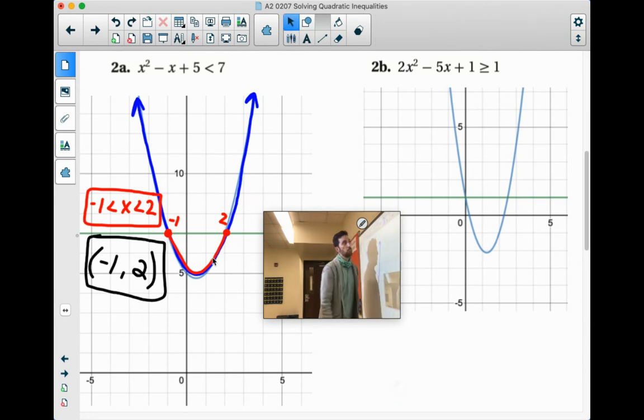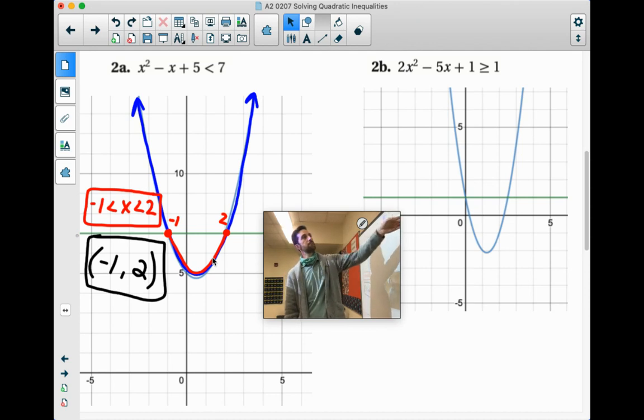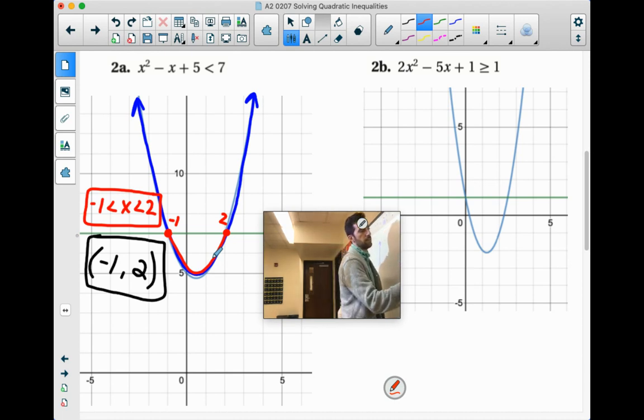All right, the second one, 2x squared minus 5x plus 1 is this blue parabola here on the right. y equals 1 is this flat green line down here. Now we are looking for when it is greater than that y equals 1. So all the spots on the graph where our parabola is above that line would be all these points, and all of these points. So let's see where that changes.